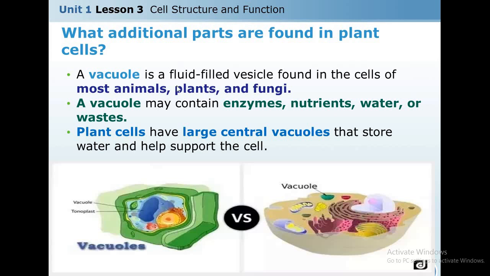Here's a plant cell and an animal cell. In the plant cell you can see we have a vacuole, and in the animal cell we also have a vacuole, but it's much larger than in the animal. The plant cell has a large central vacuole that stores water and helps to support the cell. But in the animal cell we do have a vacuole, but it's much smaller.